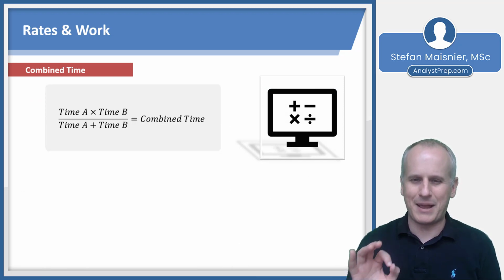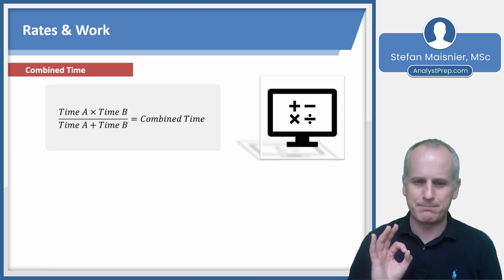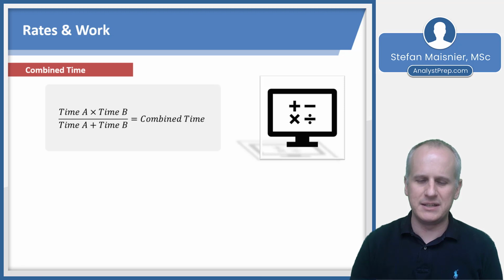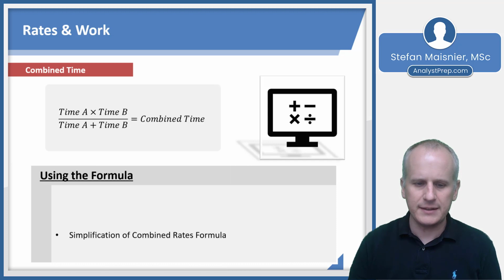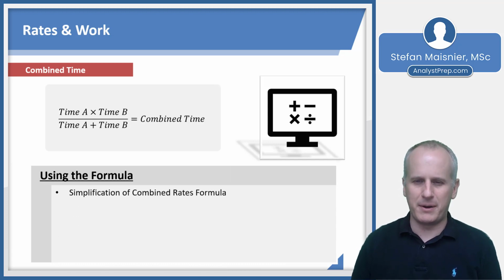That's combined time. And there is a formula for specifically combined time. And that's going to be the time for A times the time for B divided by the time for A plus the time for B will give you the time it will take the 2 workers to complete a job together. Now, this is just a simplification of the combined rates formula.